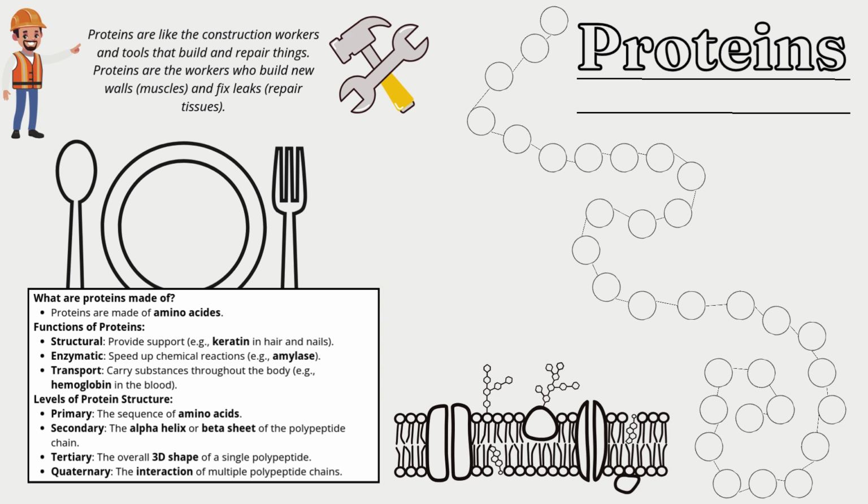So you have different levels of protein structure. You have primary, which is the sequence of amino acids. Secondary, which is the alpha helix or beta sheet of the polypeptide chain. You have tertiary, the overall 3D shape of a single peptide. And you have quaternary, which is the interaction of multiple peptide chains.